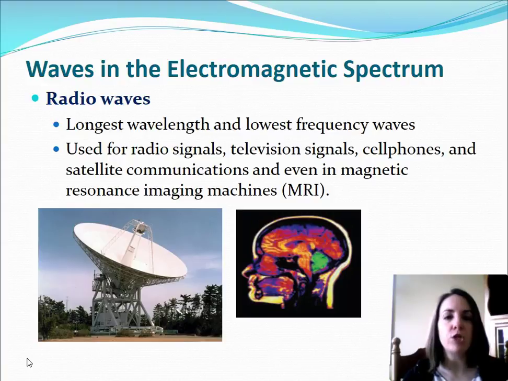The lowest energy, the longest wavelength and lowest frequency are the radio waves. There are many uses for radio waves. They're used for obviously radio signals, but also television signals. They're used for our cell phones and satellite communication, and they're also used in MRIs, magnetic resonance imaging.